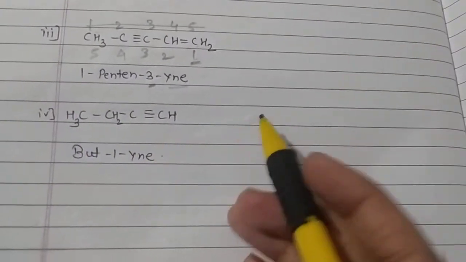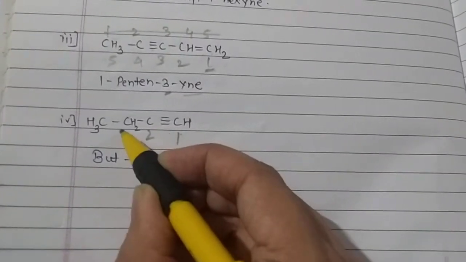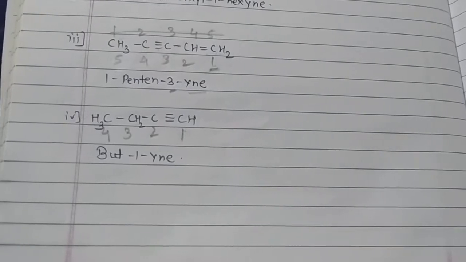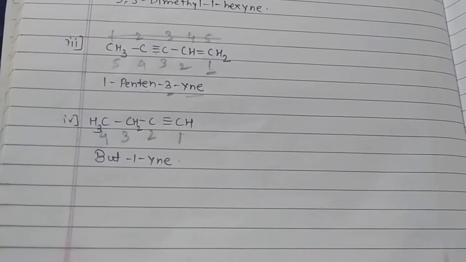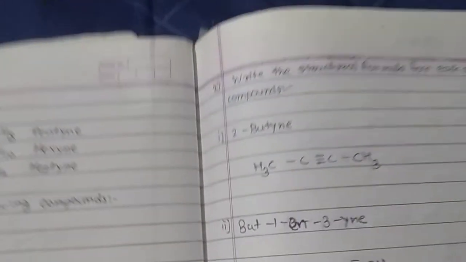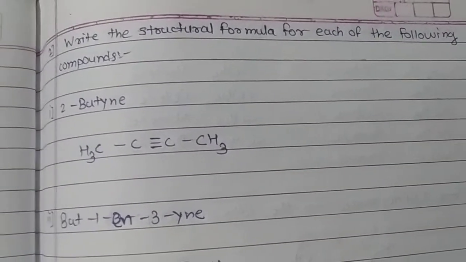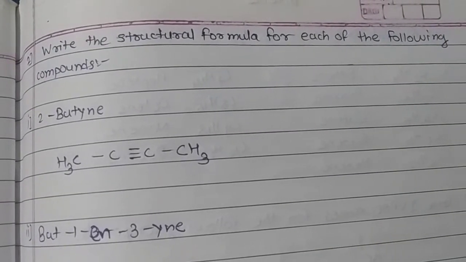And last example, simple one, only triple bond is there and we can number. So 4 carbons are there, and the triple bond is in between first and second carbon, so but 1 yne, or we can write 1 butyne. So this is about when the structure is given and we have to write the name. Now second question, write the structural formula for each of the following compounds.